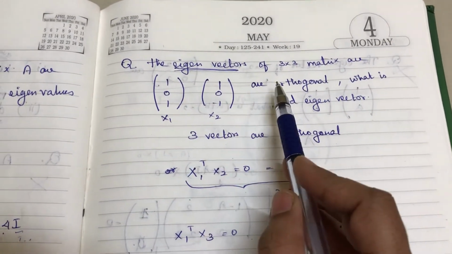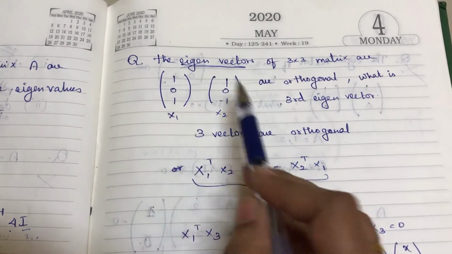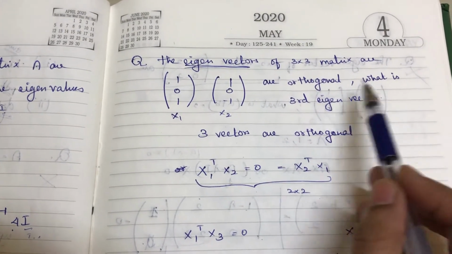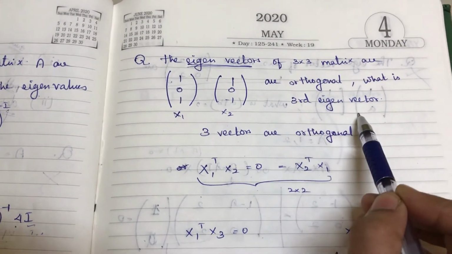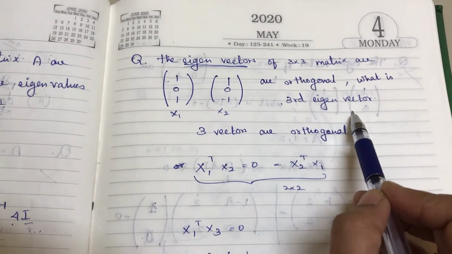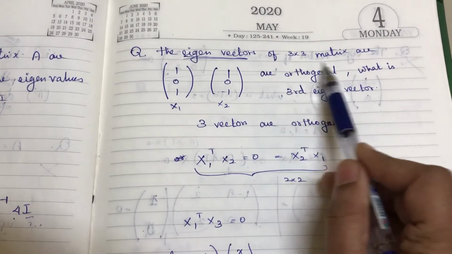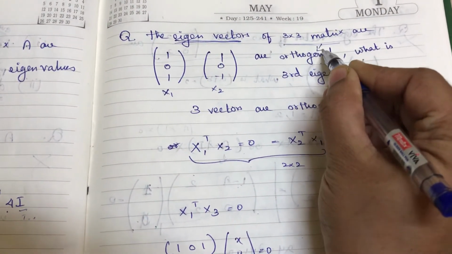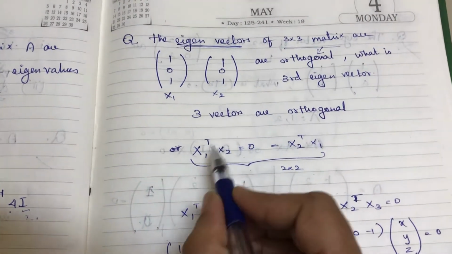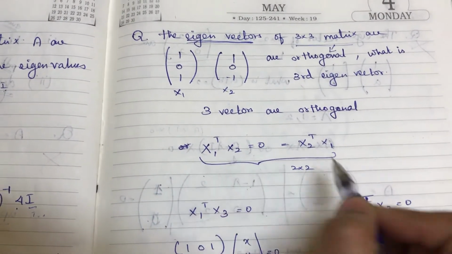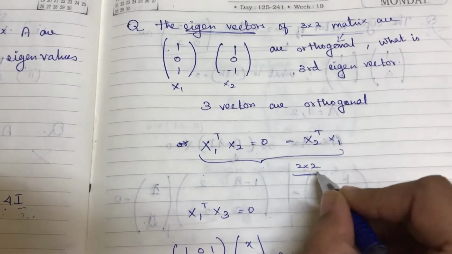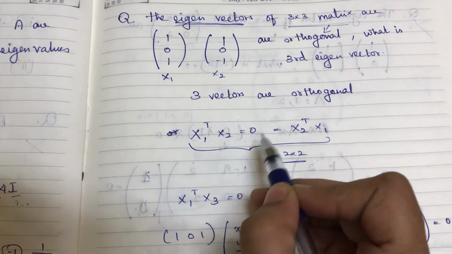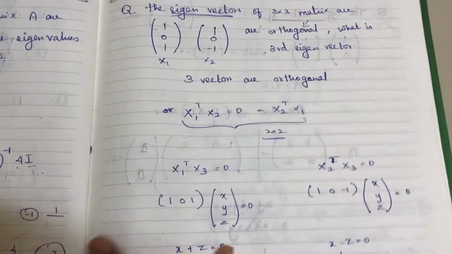The eigenvectors of 3 into 3 matrix, they have given 2 eigenvectors. Okay, but we have to find one another vector, right? So they have asked what is the third vector, eigenvector. We need to find the third vector, but they have given this 3 by 3 matrix is an orthogonal matrix. What is orthogonal? Nothing but x means any two. This is for 2 by 2 matrix, any two vectors. So x1 transpose into x2 which is equal to 0 means it is orthogonal, right? So the same applies here.